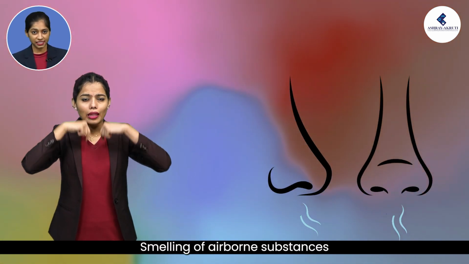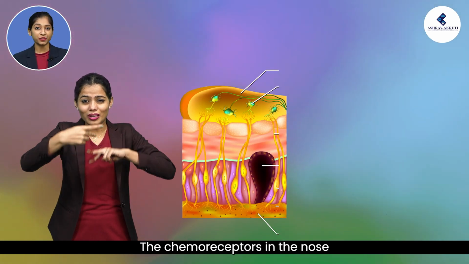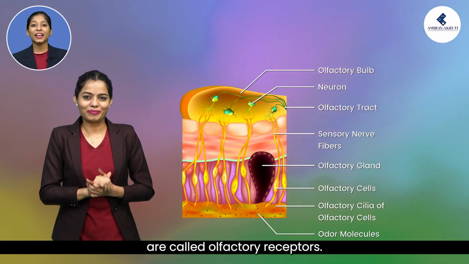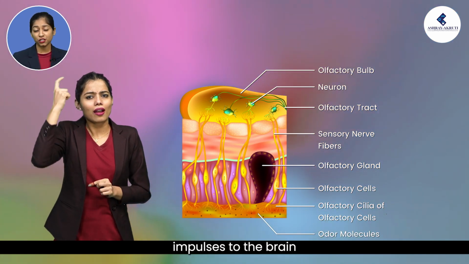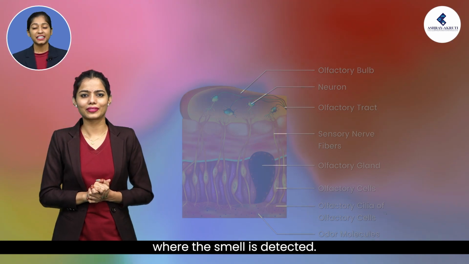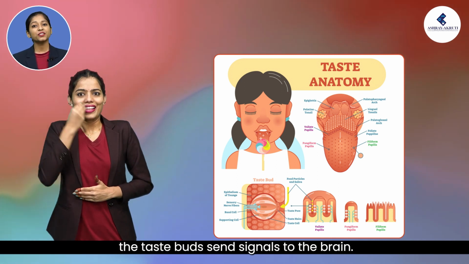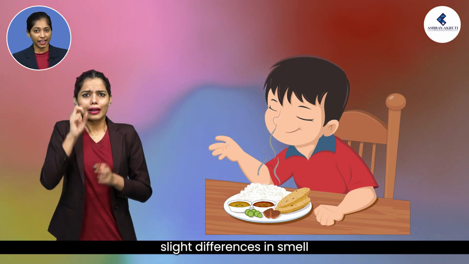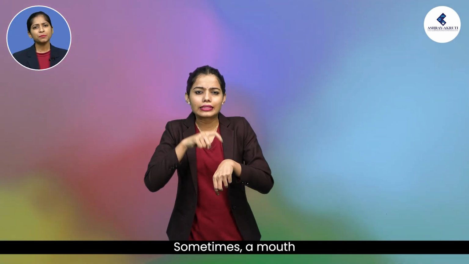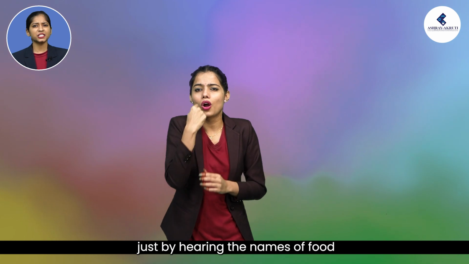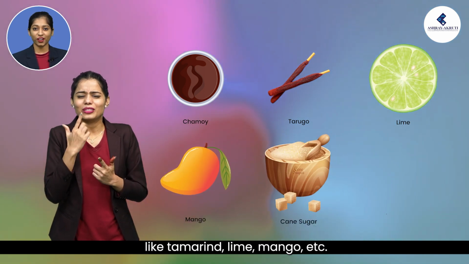Smelling of airborne substances gets dissolved in the water film of nasal mucus. The chemoreceptors in the nose are called olfactory receptors. These trigger signals in the form of nerve impulses to the brain where the smell is detected. Similarly, as we take food into our mouth, the taste buds send signals to the brain. Picking up the slight differences in the smell, food tastes are identified in our brain. Sometimes, our mouth starts watering just by hearing the names of food like tamarind, lime, mango, etc.